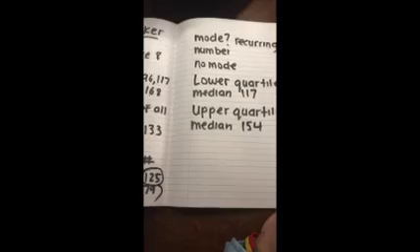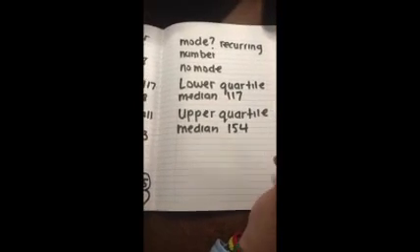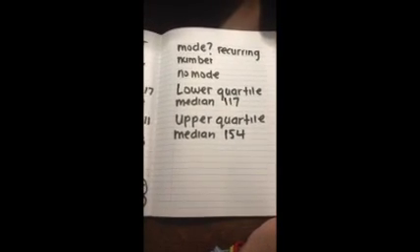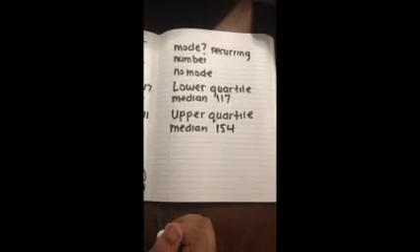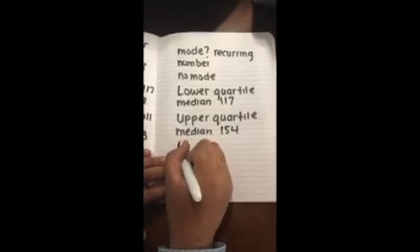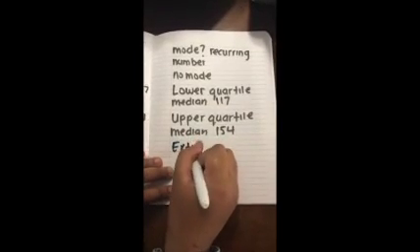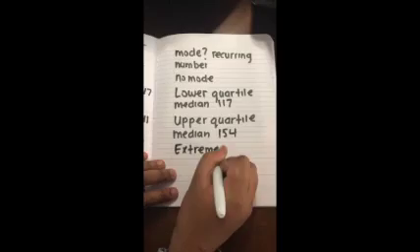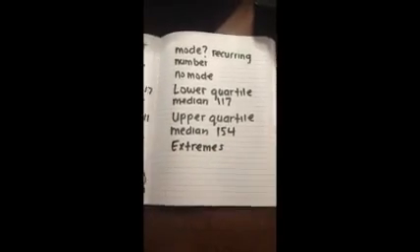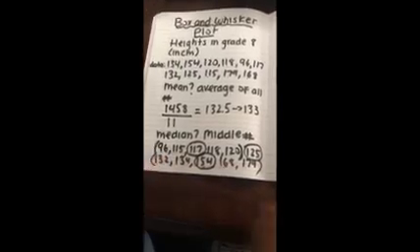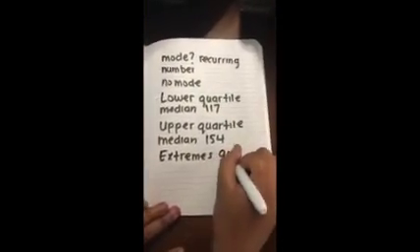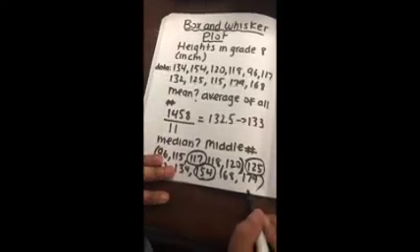Once we found the mean, median, mode, lower quartile, upper quartile, we're going to start to create our box and whisker plot. However, before that, we're going to find the extremes. Now, the extremes are the numbers that are at the lowest end and the highest end. So let's look back at our numbers in ascending order. The lowest extreme is 96, and the highest extreme is 179.